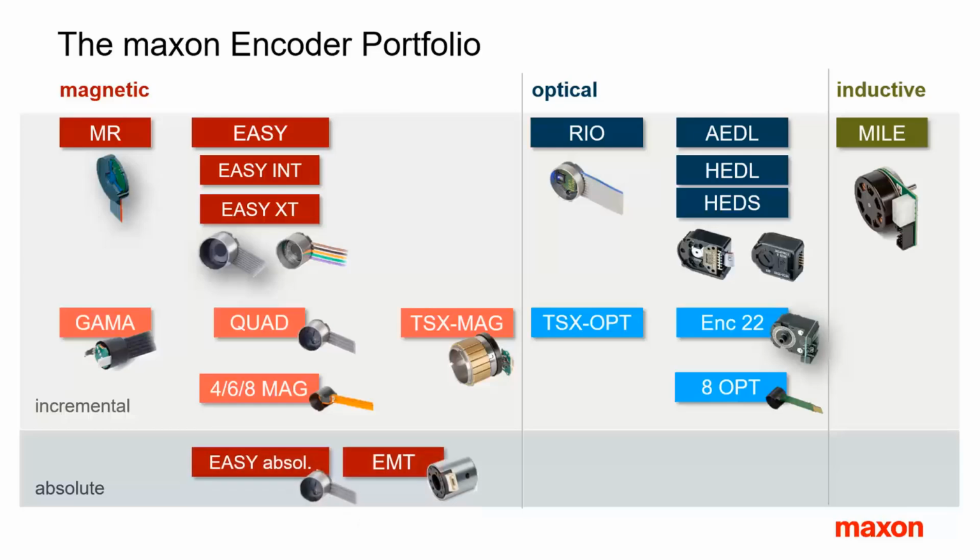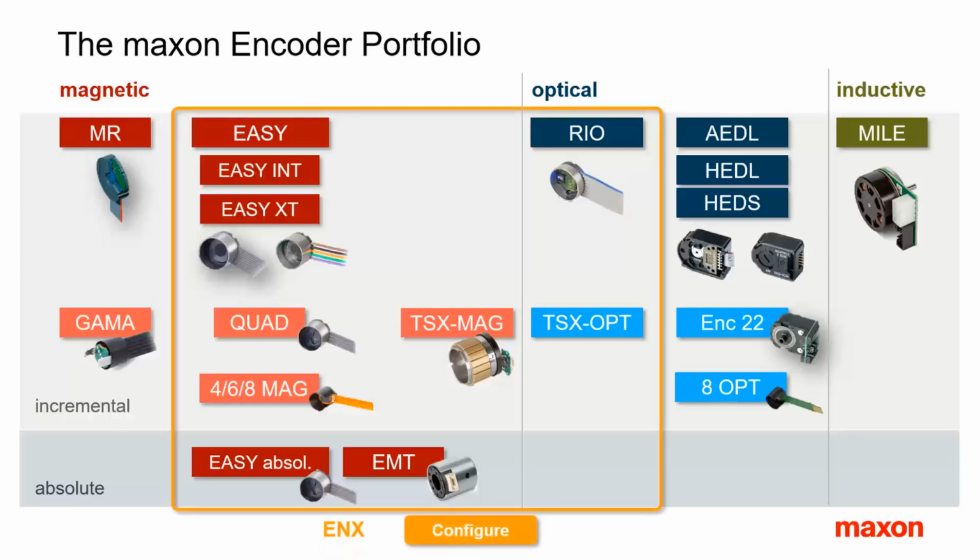The easy encoder can also be configured as a single-turn absolute encoder. And the EMT stands for a multi-turn absolute encoder. Some of these encoders are also called ENX encoders, where the X stands for the possibility of selectable encoder resolution and cable configuration. In the following, let me give some background information for the most important of these families, shown in dark colors.